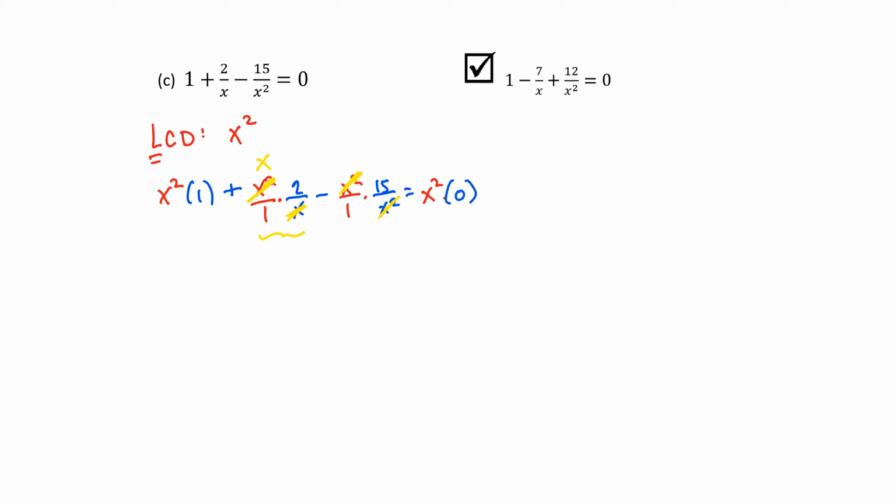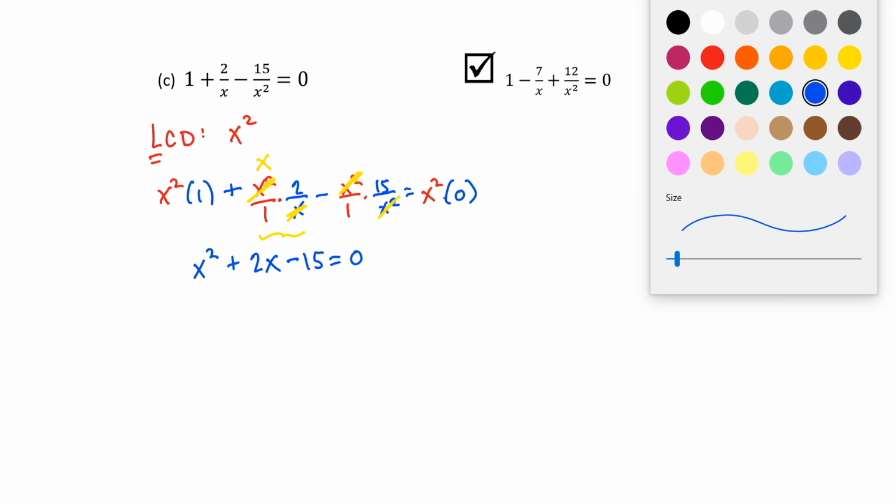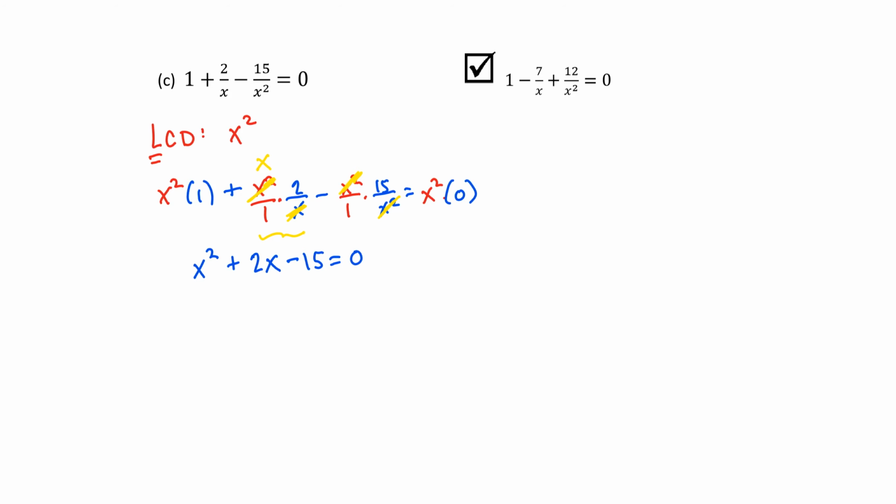And in this term, the x squareds cancel. So we end up with x squared times 1, which is x squared. Our second term, we have x times 2. We can write that as 2x. Minus 15 equals 0. Now, if I asked you to classify this equation, what type of equation is this?